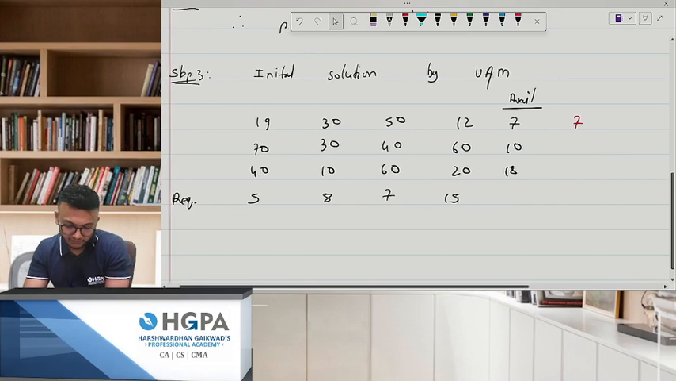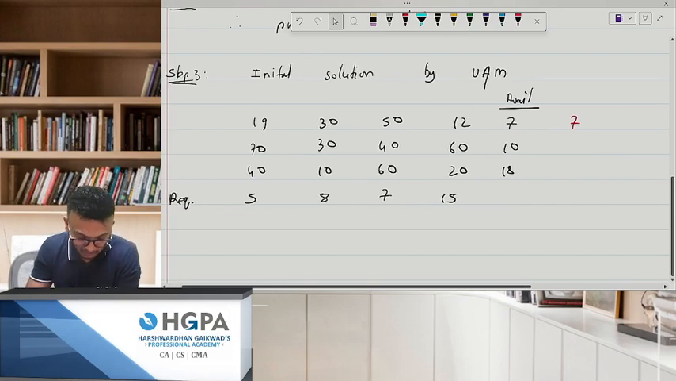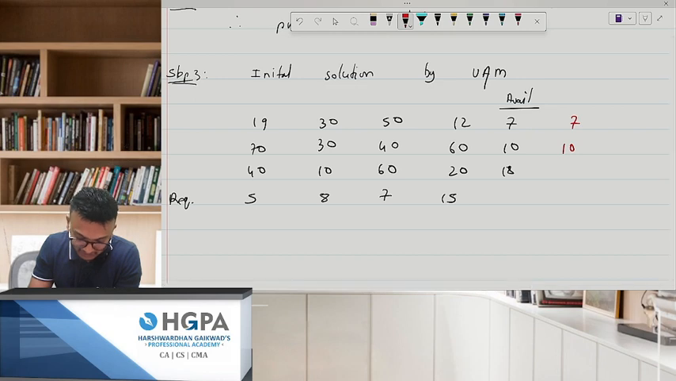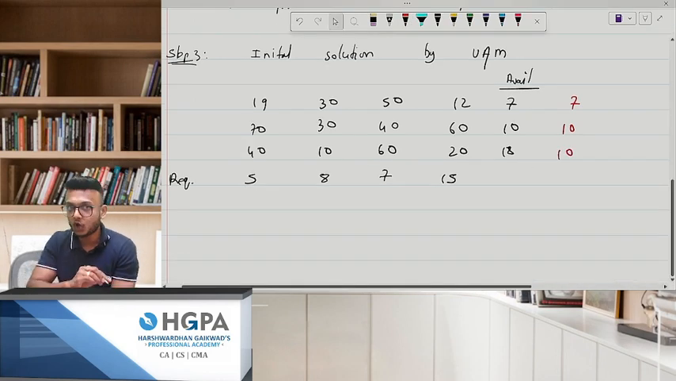Sir, the next thing we think is 30 and the next number is 40. This will be 10. Yes. Next is 10 and next number is 20. Even this will be 10. Okay. So do the same with this for column penalty also.